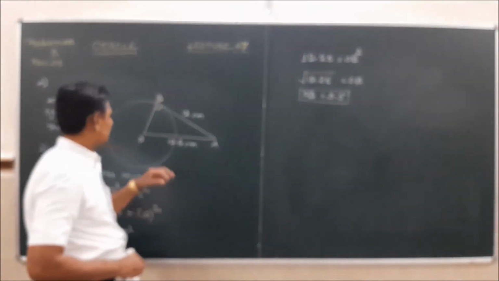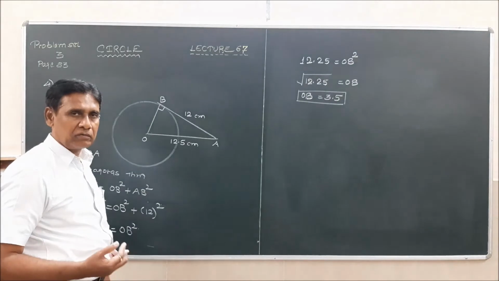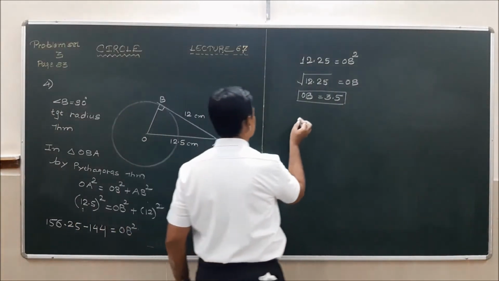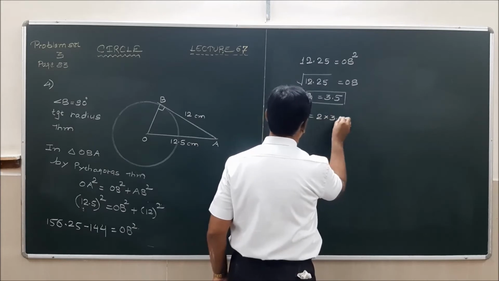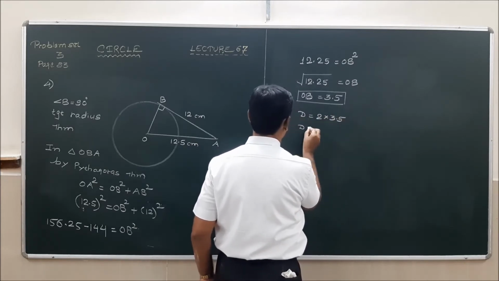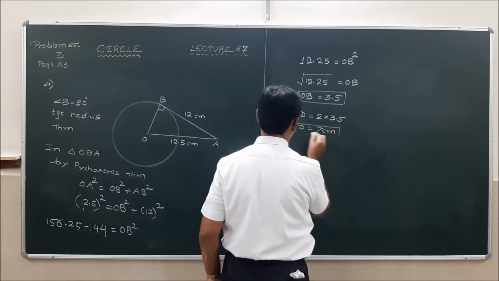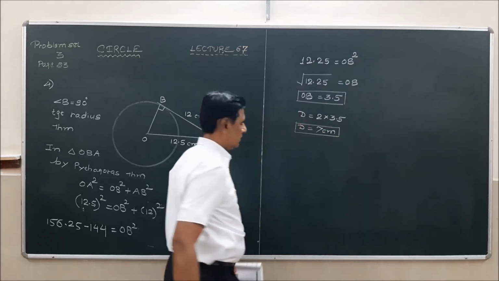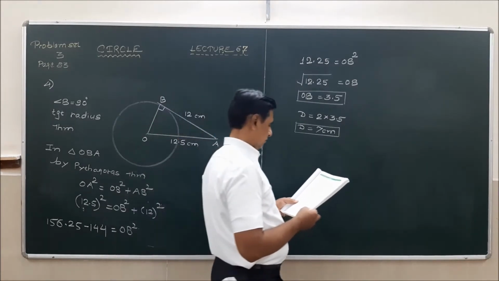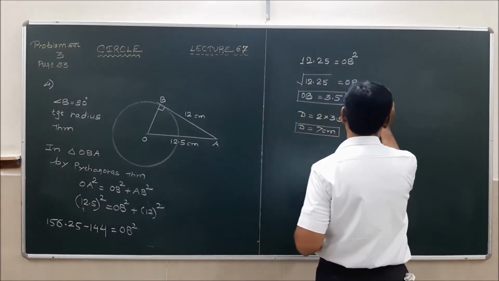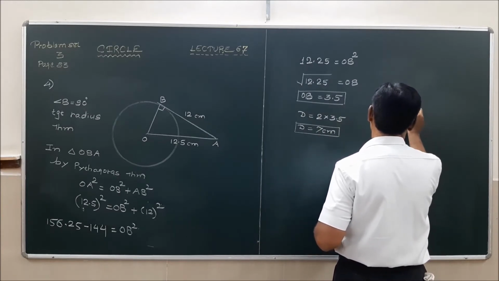But what is OB? OB is the radius. The question asked is to find the diameter. So diameter is equal to 2 into 3.5, so the diameter is equal to 7 centimeter. Option C for the fourth one. Option C, correct option.